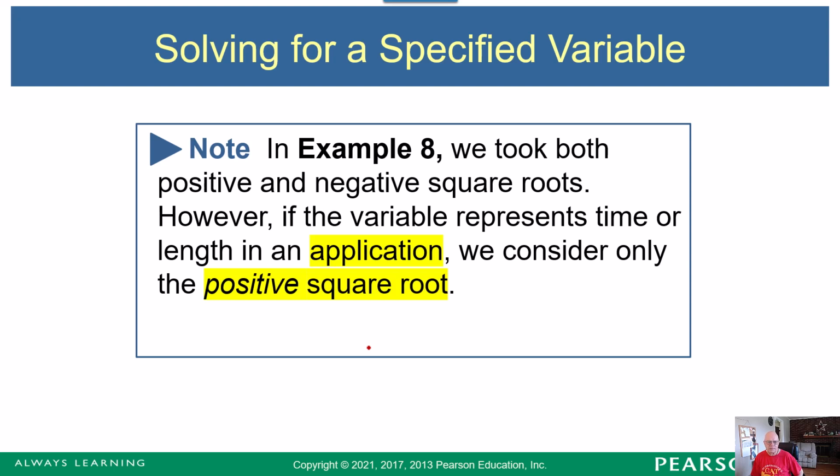Just a note, the variable represents time or length if we're working a word problem. If the variable x, y, z, or whatever we're using, represents time or length, just for example, then when we get two answers, we're only going to use positive square roots, because negative square roots don't make sense in reality. You don't have a negative time normally, and you don't have negative lengths, period.